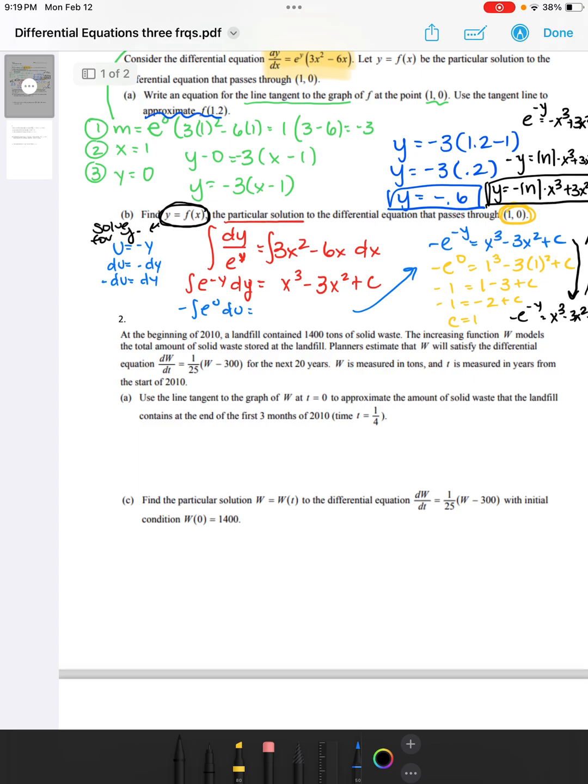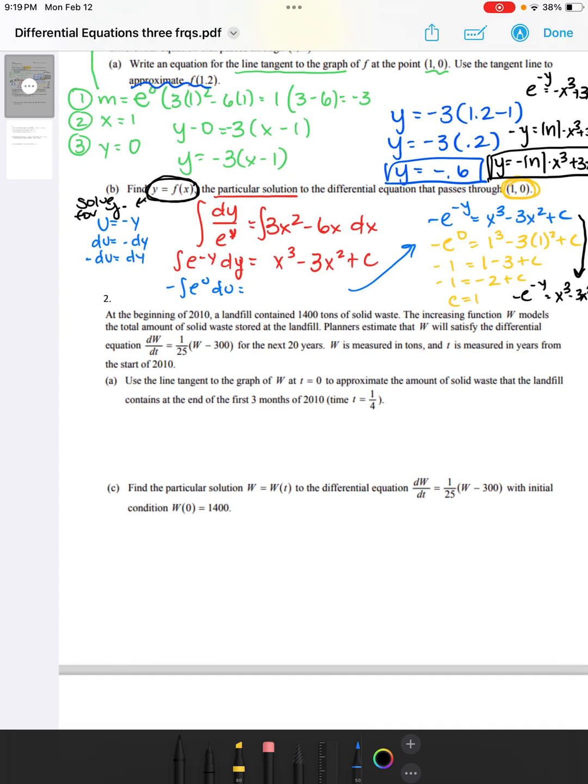In this video, I'm going to go through the second AP problem on differential equations. So this one says, at the beginning of 2010, a landfill contained 1,400 tons of solid waste. The increasing function W models the amount of solid waste stored at the landfill. Planners estimate that W will satisfy the differential equation dW over dt equals 1/25 (W minus 300) for the next 20 years. W is measured in tons and t is measured in years from the start of 2010.